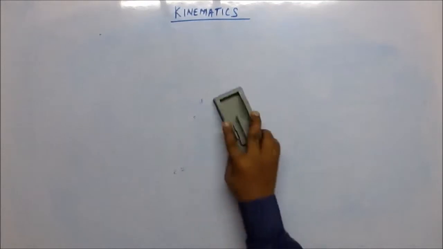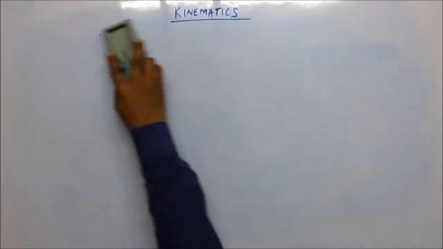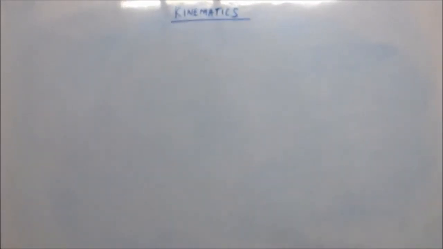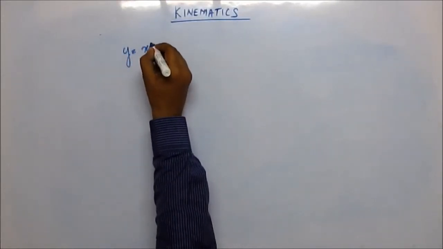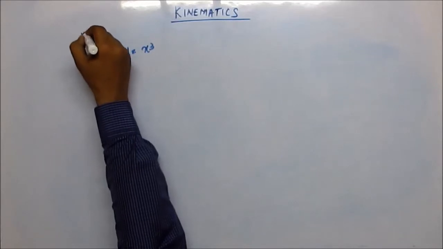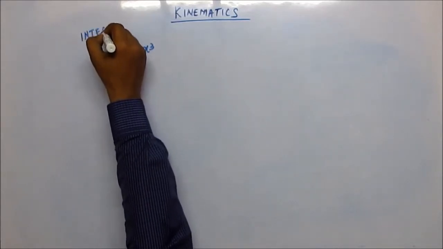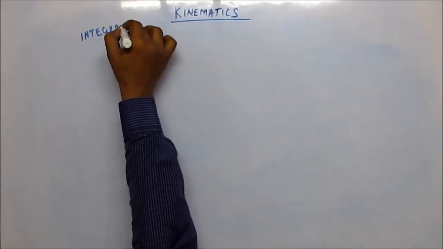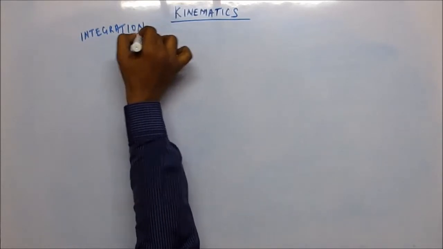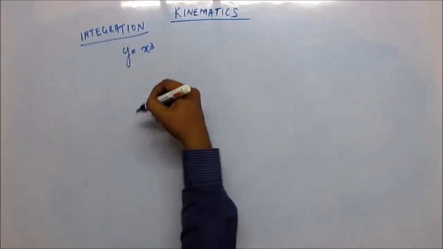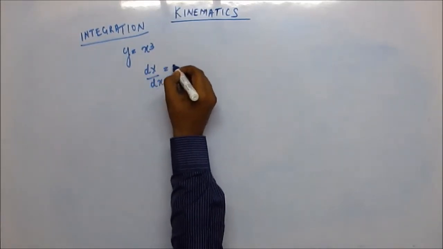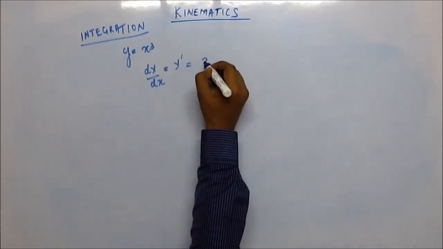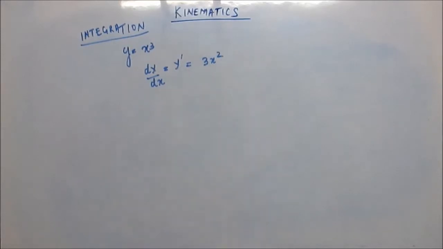Integration is the reverse process of differentiation. Just reverse mathematically. Suppose we have y is equal to x cubed. When we differentiate this, we represent it as dy by dx, which is also represented as y dash. We get 3x squared. This is differentiation.